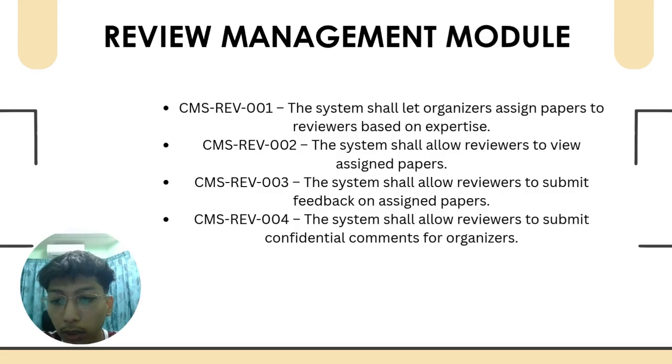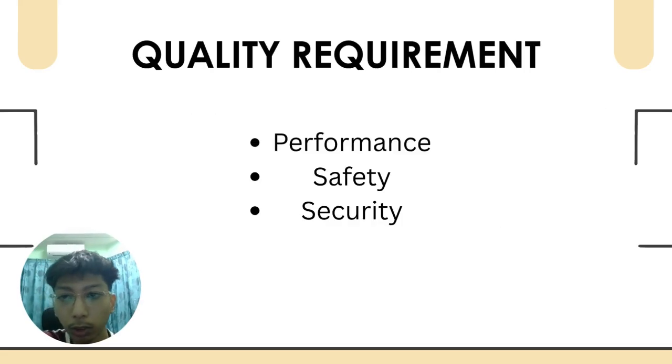Okay, so next is quality requirement. We have three types of quality requirement. The first one is performance, and then safety and security. So this helps the system be not just functional, but reliable and secure under real world conditions.